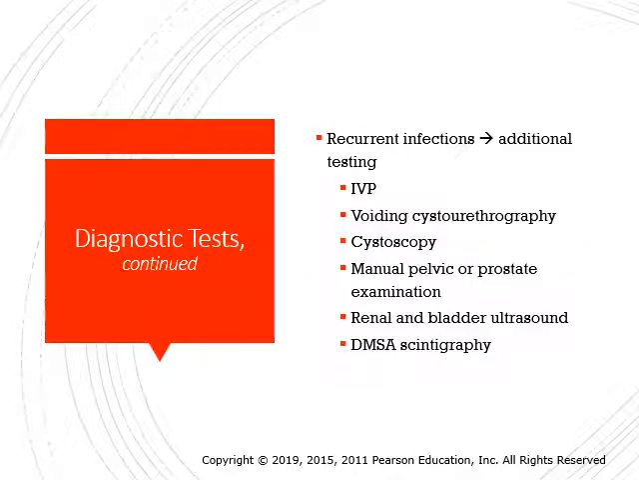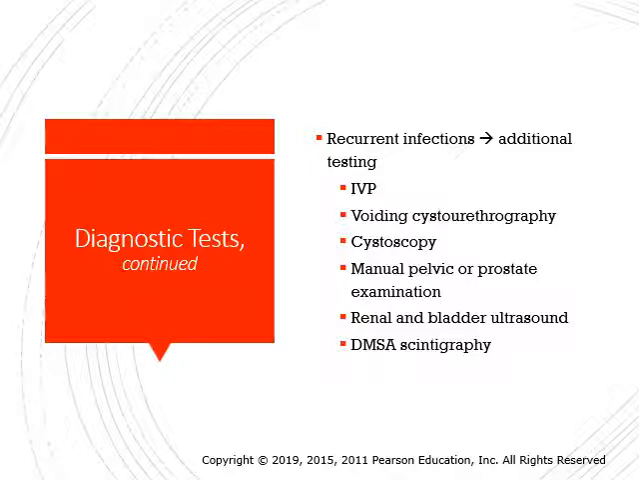Okay, for individuals who experience recurrent infections, that usually requires additional testing. Of course, that's up to the provider to decide why they're having recurrent infections. So there's an intravenous pyelogram, which is an IVP, and a voiding cystourethrogram. They use a camera to look into the bladder and the urethra as the urine is exiting the body. Cystoscopy is the same kind of thing. They're going to take a camera and insert it into the urethra to look into the bladder.